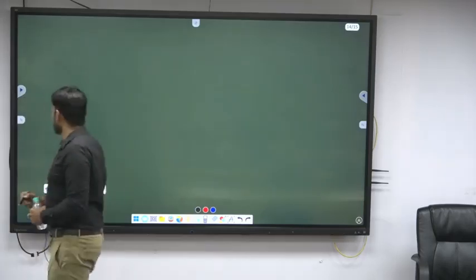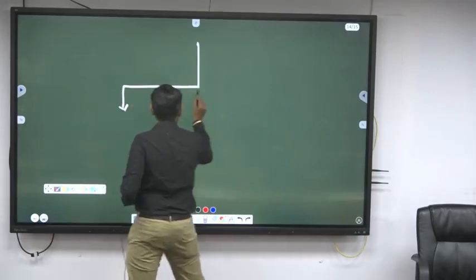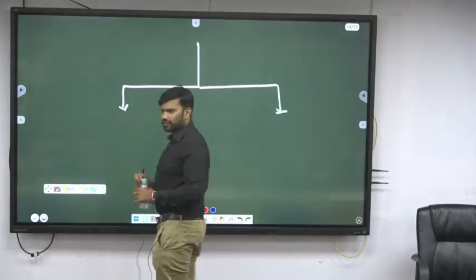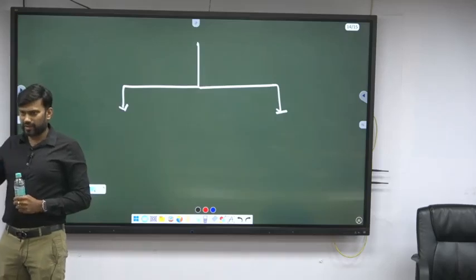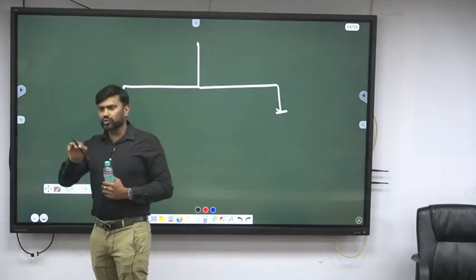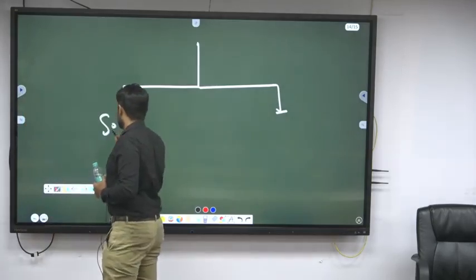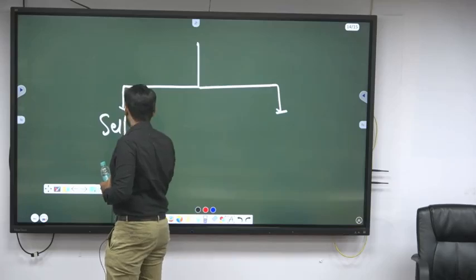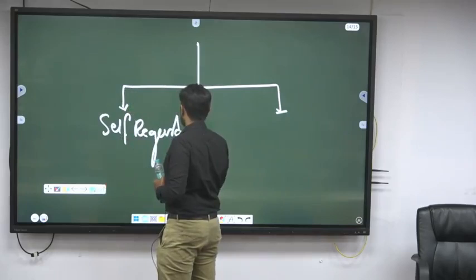So like what? He said every individual's action, when you are given freedom to act, freedom to do things, he says there can be two types of action. One is self-regarding action.